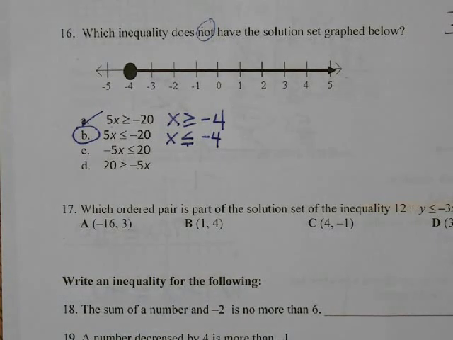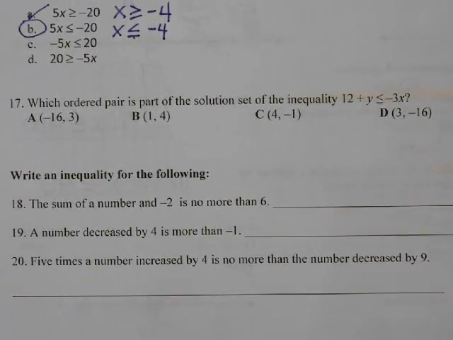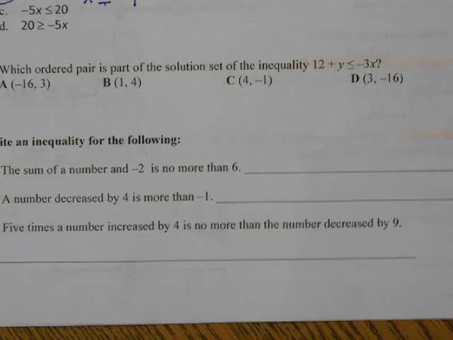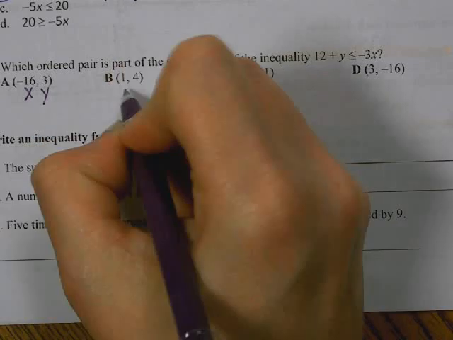Answer choice C says which ordered pair is in the solution set for this inequality. That's like the first two that I was going through when we started. Remember, this is x and this is y.